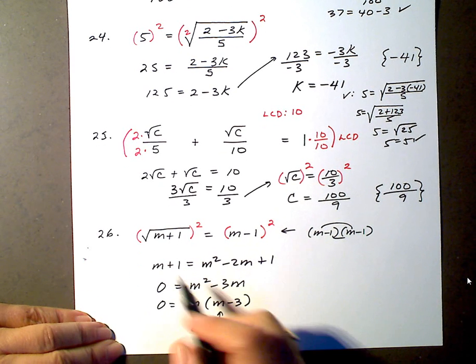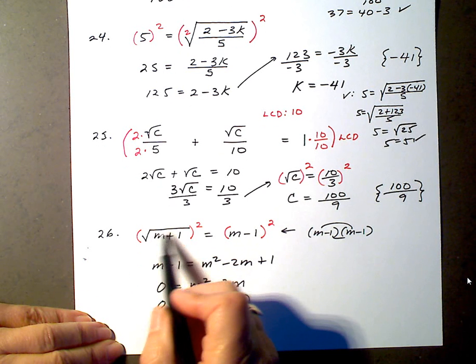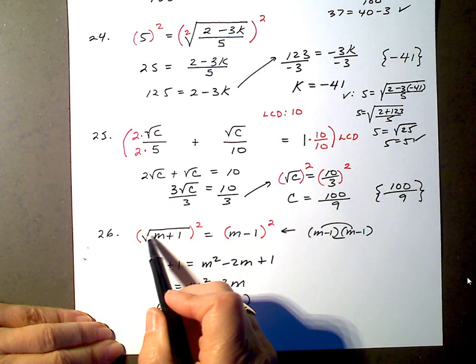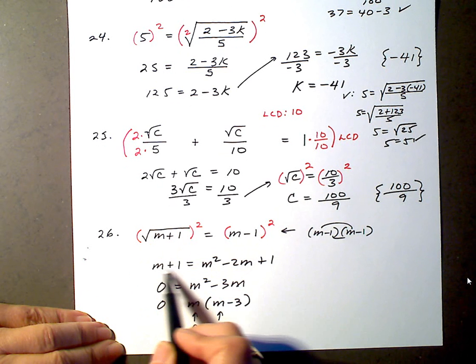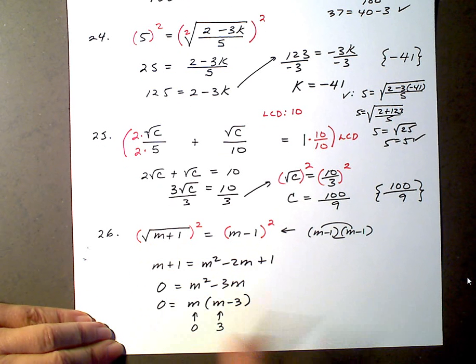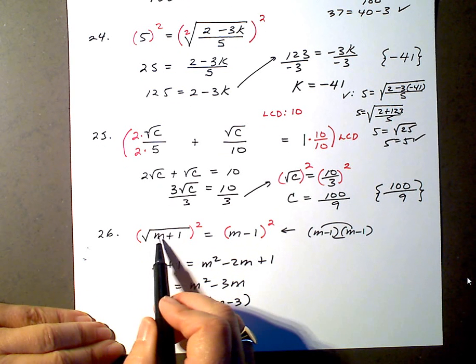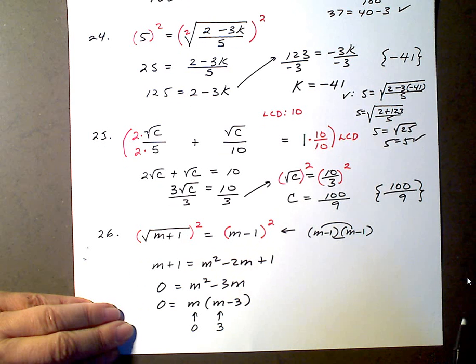What happens when you square a square root is you might only be squaring the positive root, the principal root, but the answer you get is the same as if you would have squared the negative root of m plus 1. So let's look at what happens.